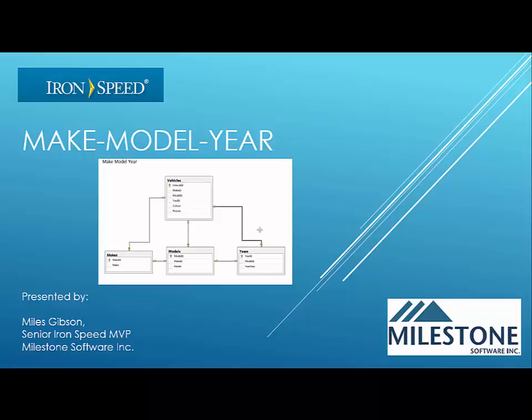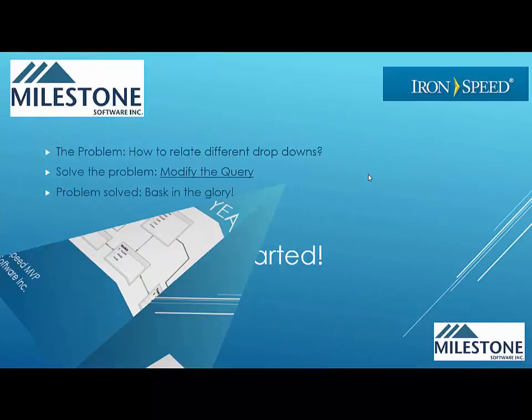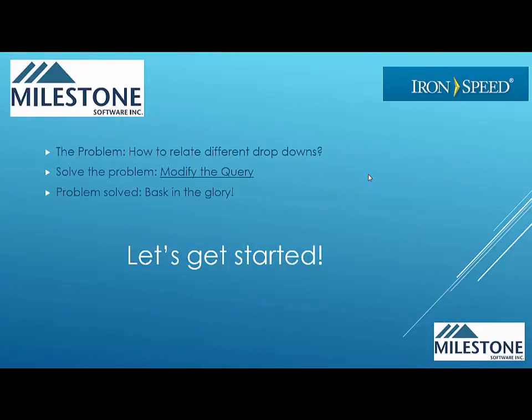Hi, today we're going to talk about the MakeModelYear problem in IronSpeed Designer. This is a situation that happens when you have a need to relate different drop-downs together. So we're going to talk about that specific issue using the MakeModelYear example. We're then going to solve the problem by modifying the query, and once it's solved, we're going to bask in the glory because it's a thing of beauty. So let's get started.